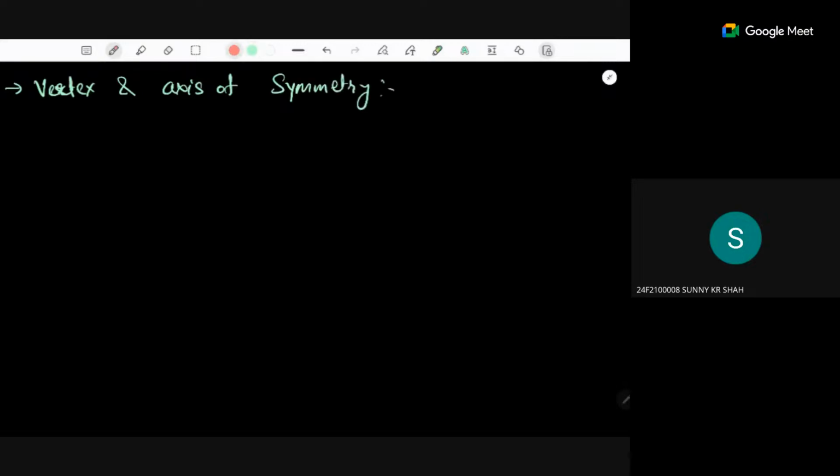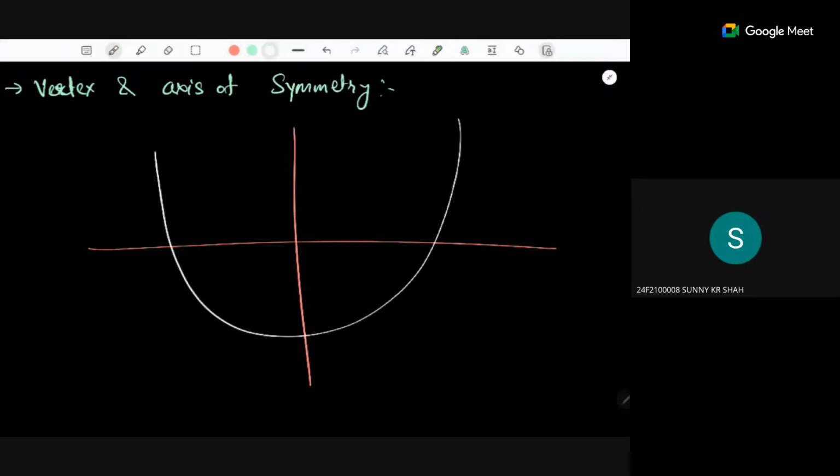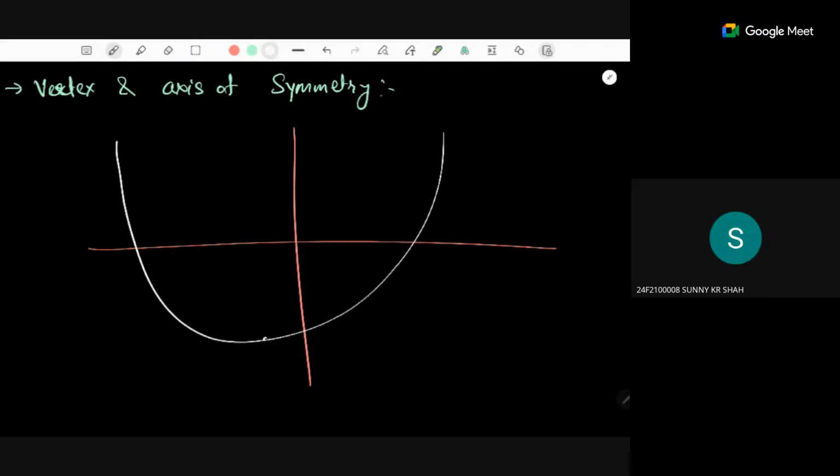Okay, so if we have a parabola, then we know that this parabola will be symmetric about a particular line. For example, here it is the y-axis, but if I consider this parabola, you can assume that if you place a mirror over this dotted line, then this wing and this wing are nothing but mirror images of each other, right? Such a line is known as the axis of symmetry.